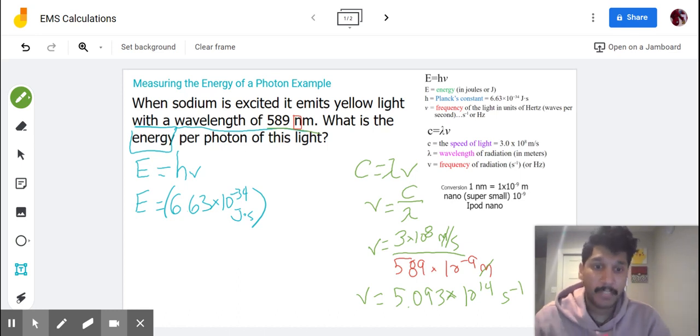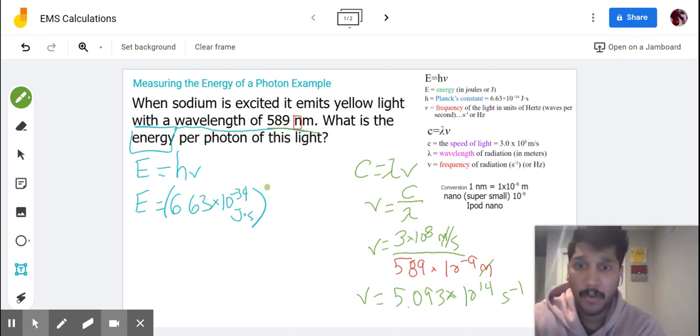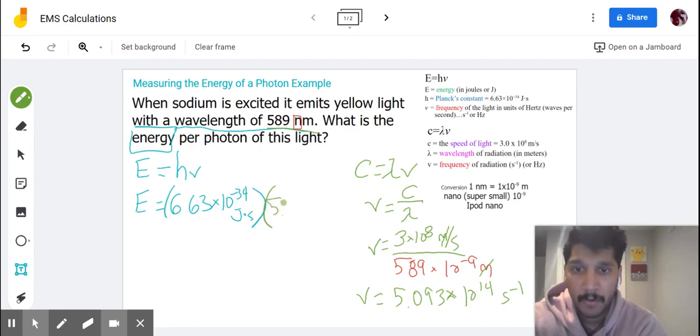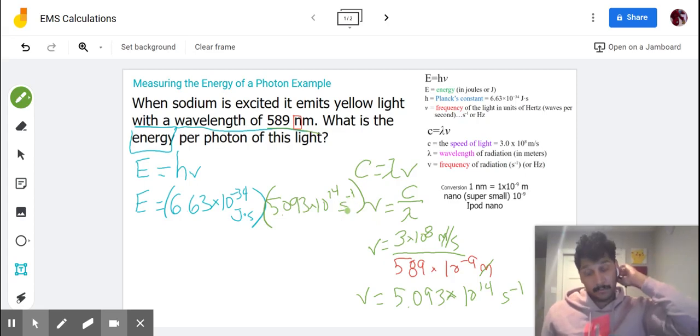All right, so if our problem was asking for frequency, hey, we're done. But this is asking for the energy. So now we've solved for frequency, so we can plug the frequency back into our first original equation. So I'm going to write down 5.093 times 10 to the 14th per second.